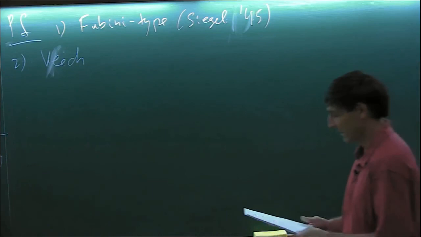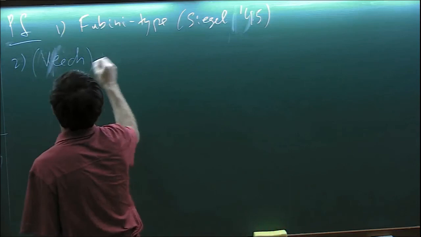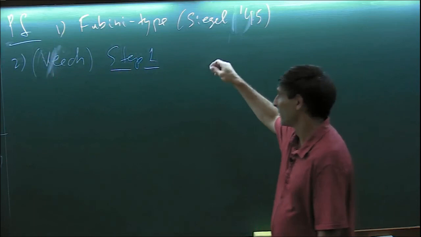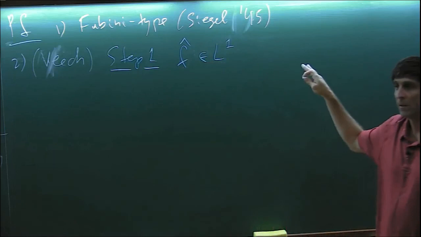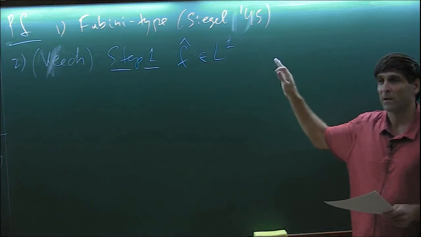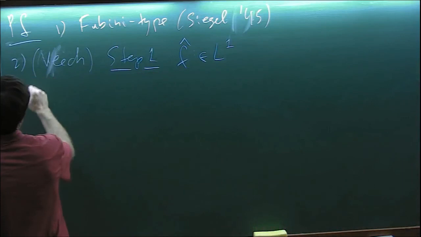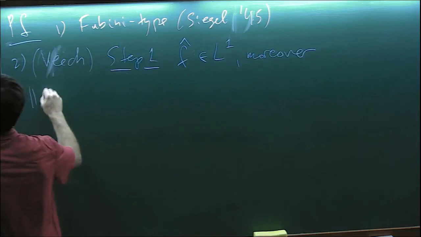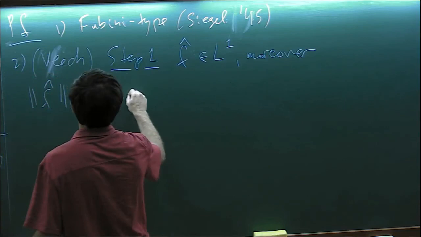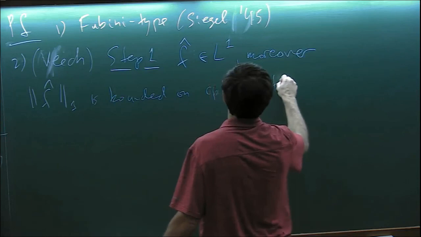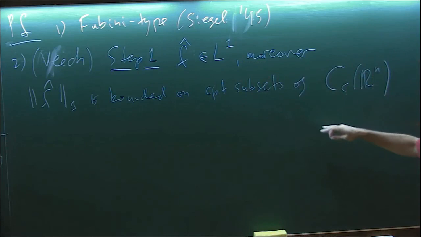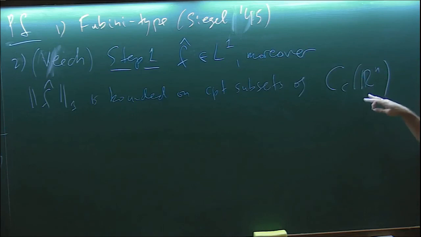So what is happening here? Unfortunately, for this proof to work, you actually need to prove first that the Siegel transform is in L1. Once you know it, it becomes some kind of hand waving. In fact, even more needs to be proved. Moreover, the L1 norm of f hat is bounded on compact subsets of the space of continuous functions with compact support. So not only is the L1 norm finite, but it's also uniform if you fix the support and fix the upper bound on the C0 norm of the function.